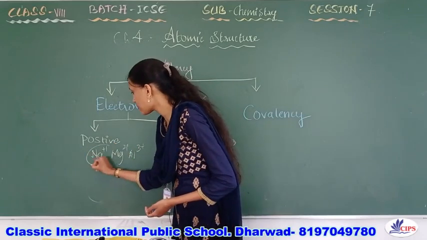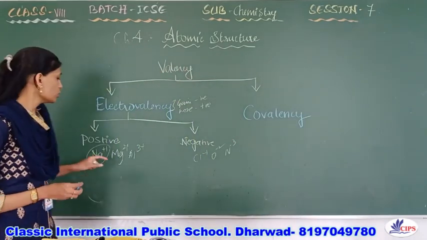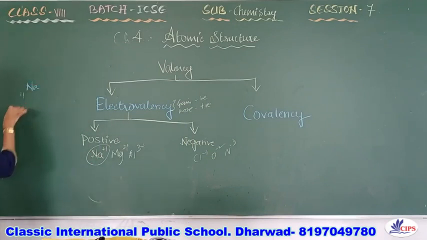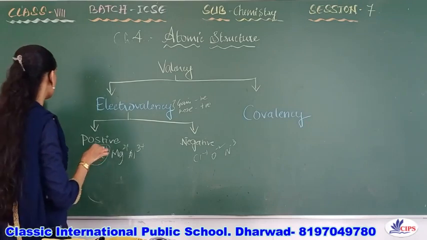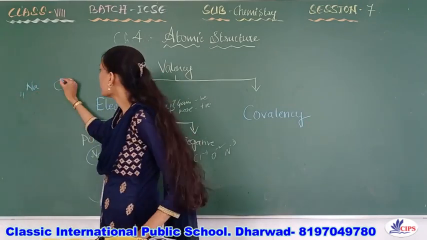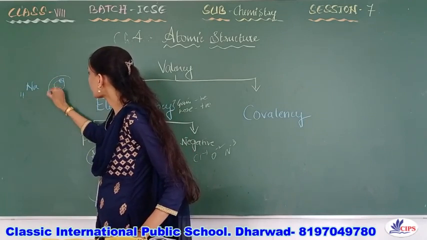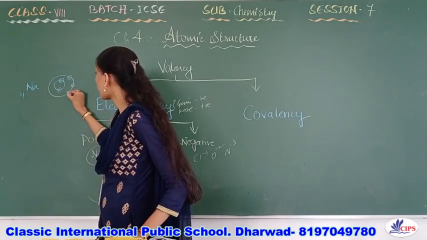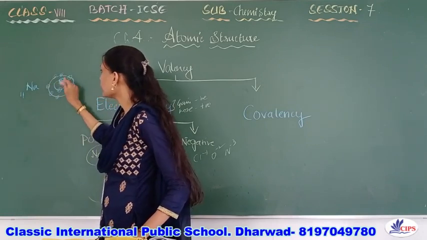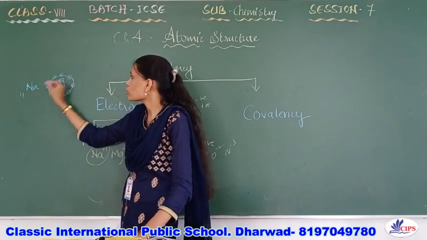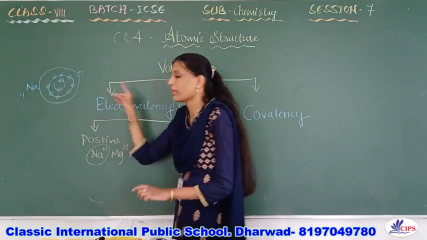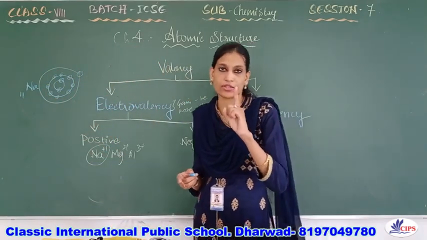So let me explain this further. Sodium. Here sodium has atomic number 11. Let us see the electronic configuration. K shell 2 electrons, L shell 8 electrons, 1, 2, 3, 4, 5, 6, 7, 8. 2 and 8 is 10 electrons. So K full, L full. Now M is 1 electron. How many valence electrons are there? 1 valence electron is there.